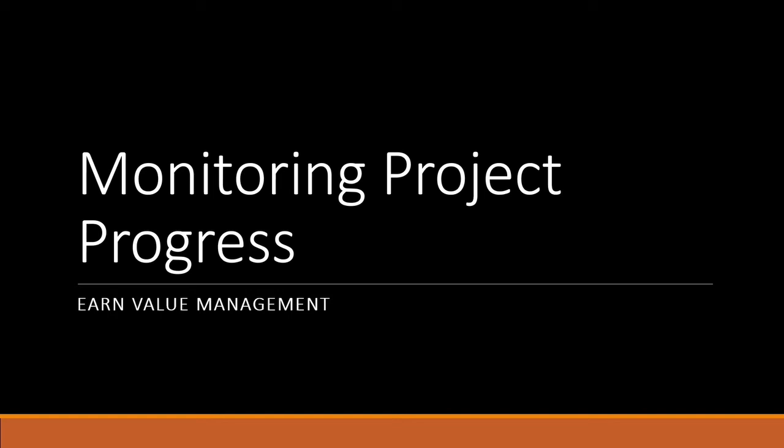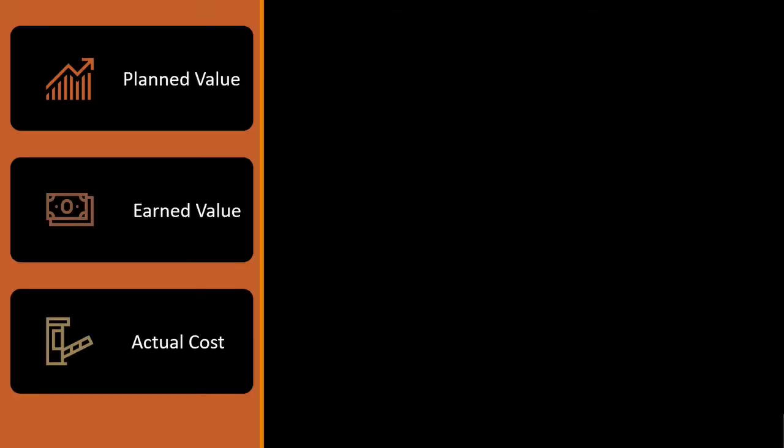Before we jump in, let's talk about the three key parameters we need to know to monitor the progress of a project. Number one is planned value. Planned value is basically the value planned of a project at any given point in time. The question you should ask yourself as a PM is how much of the project work was planned to be completed by any given point in time.